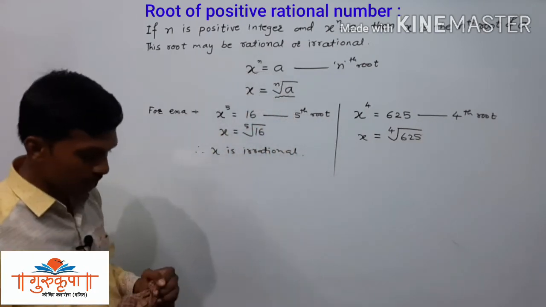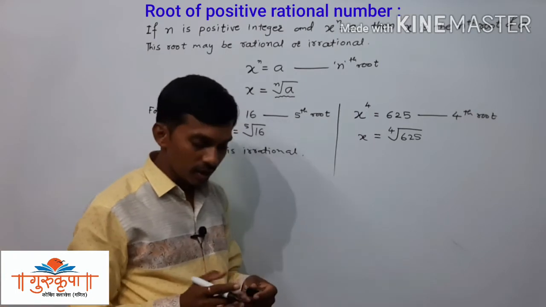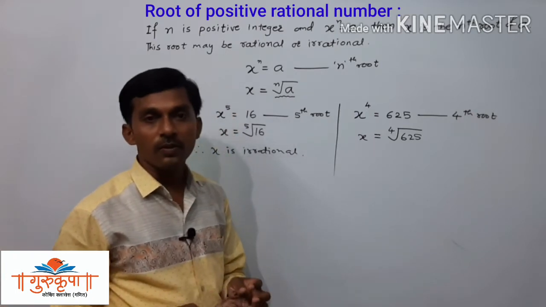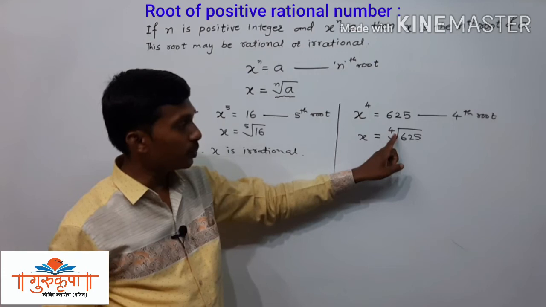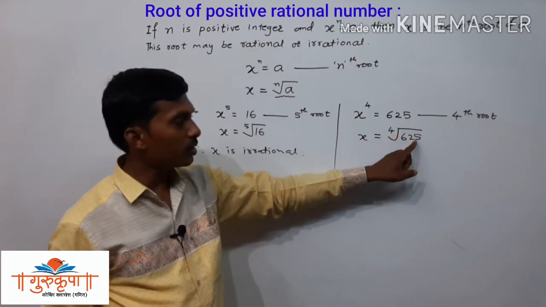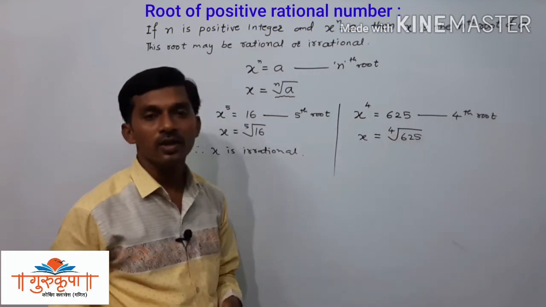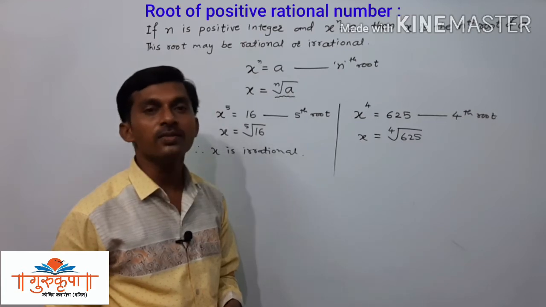Now here we have to check, is there a number such that if we take the product of that number 4 times, the product should be 625? Is there a number? Yes. Which number is this?